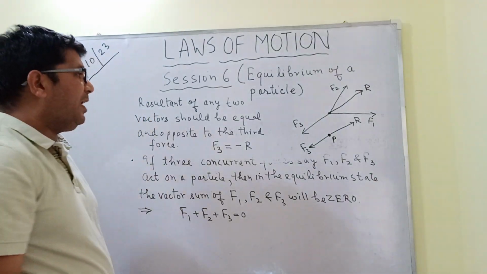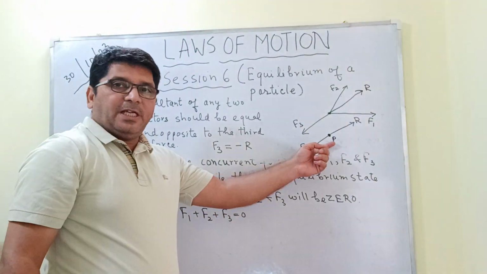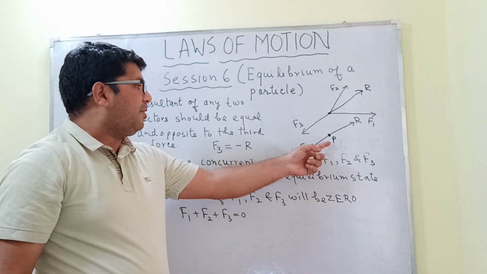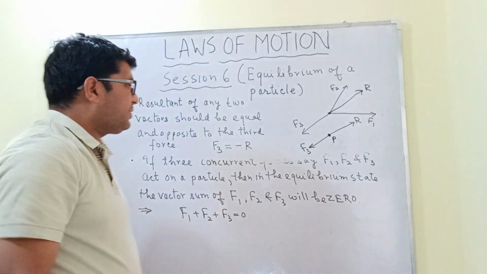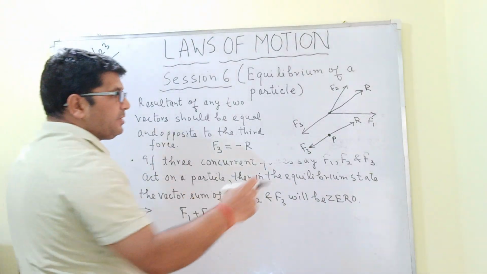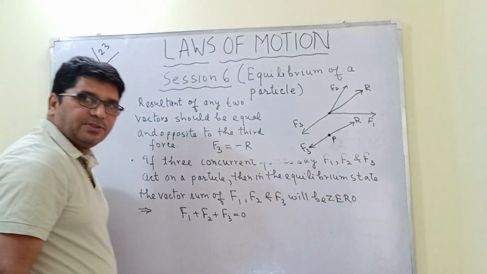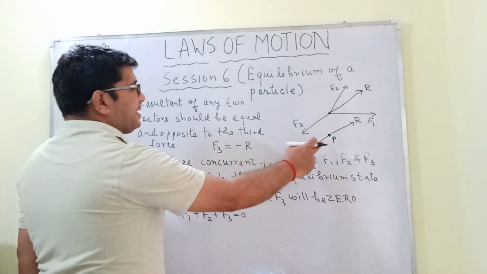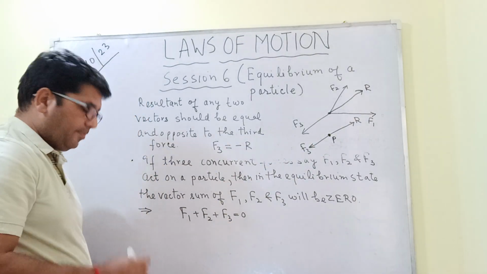So in this way, what will happen? The net external force on this particle will be 0, and at the same time the net external torque will also be 0. So in that condition, this particle will be in a state of equilibrium.